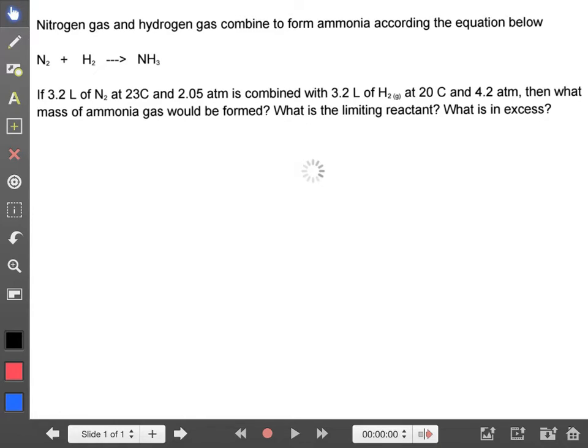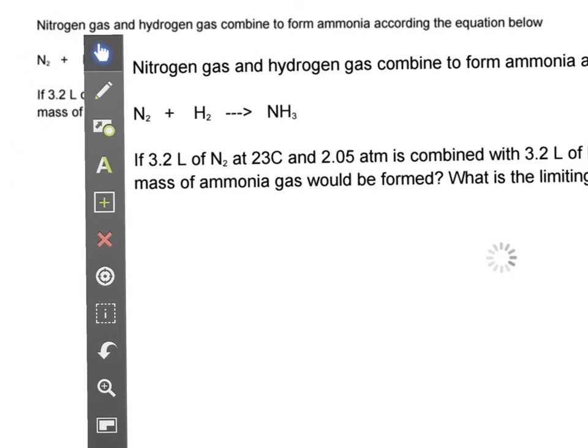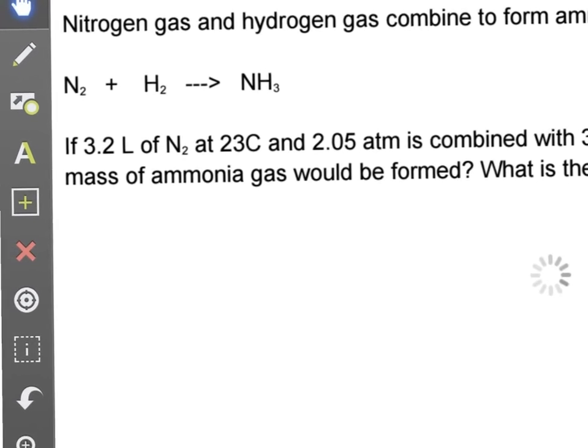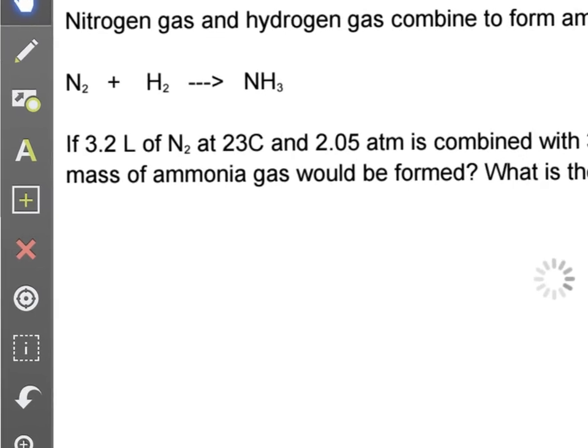So the first thing that we're going to want to do while solving for this is balance this equation. I'm just going to make it bigger so we can write on it. To balance this equation, we're going to need a 2 in front of the NH3 and then a 3 in front of the H2O. Okay, so that's the first step.